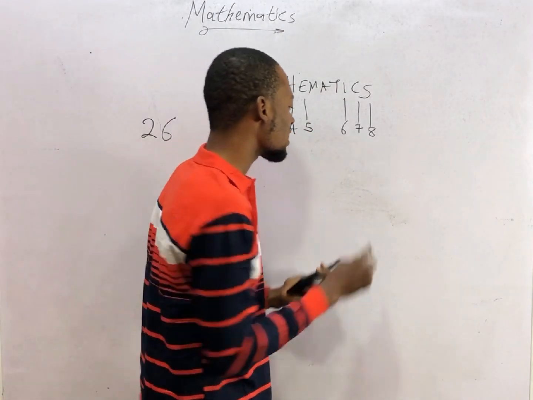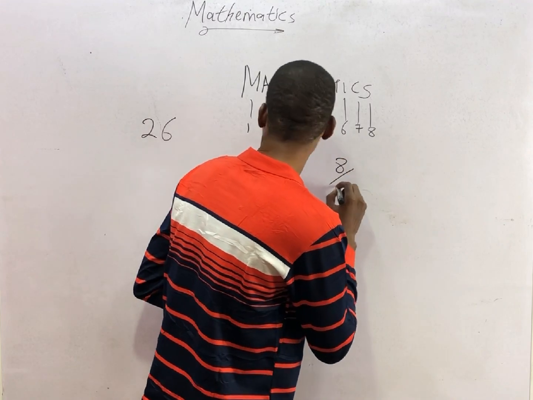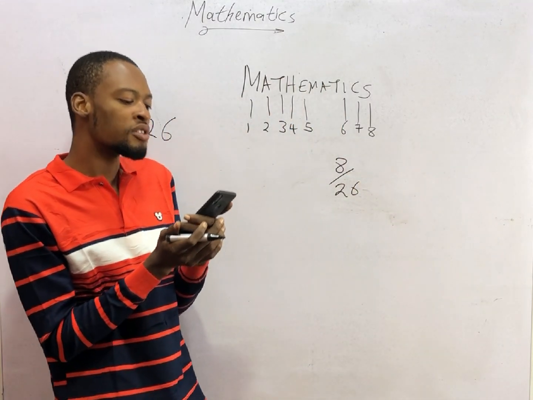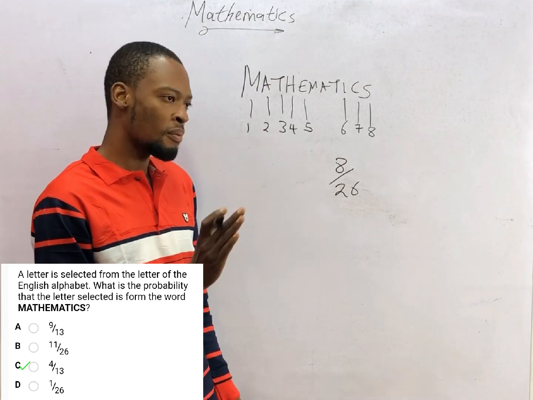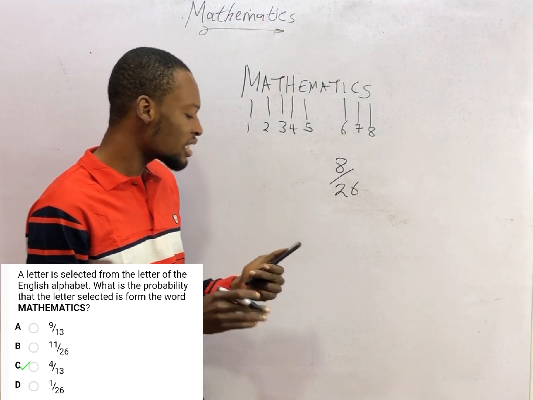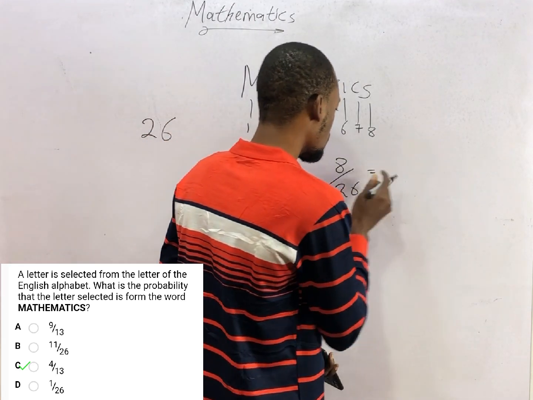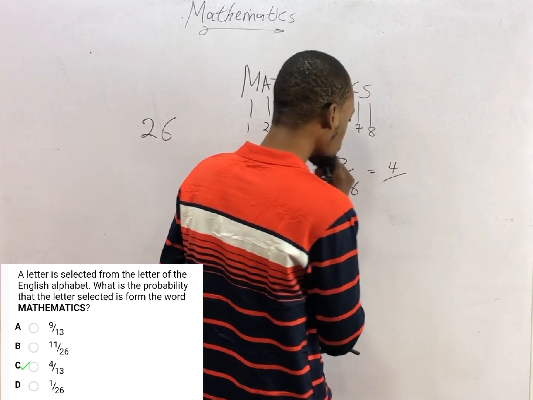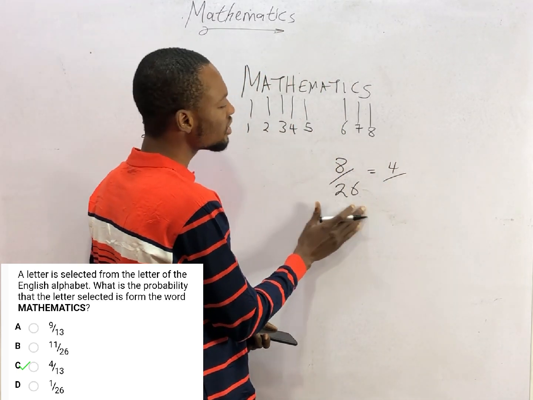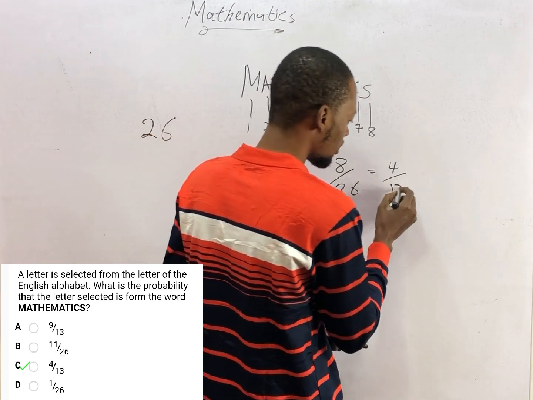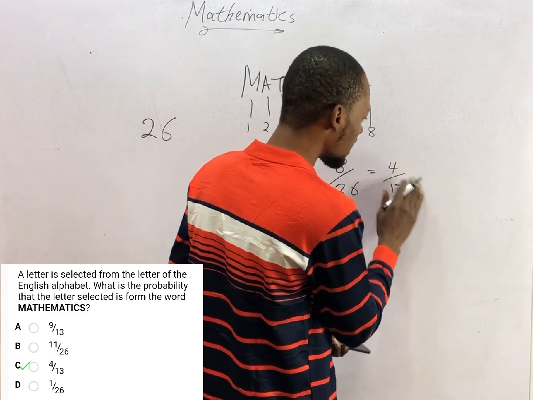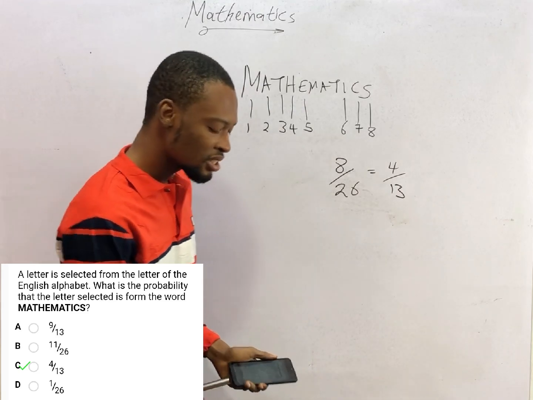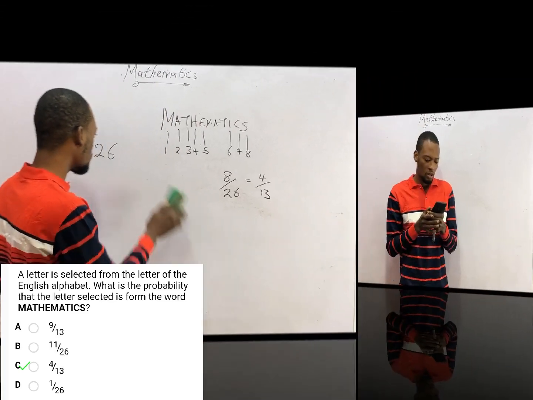Now, 8 out of 26 is the probability that a letter chosen is from the word mathematics. What is 8 over 26? When we break this down, 8 divided by 2 is 4, and 26 divided by 2 is 13. Can we still break this further? No. So 4 over 13 is the answer to this question.